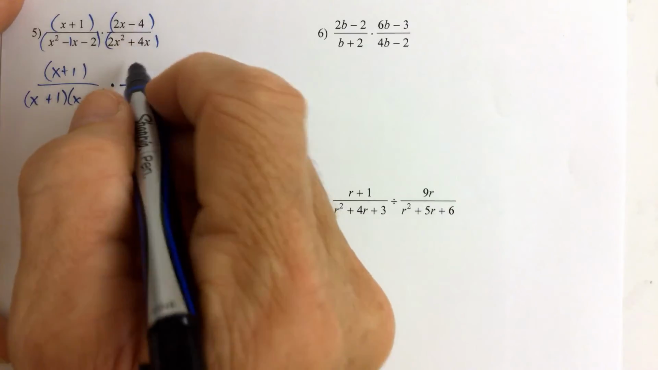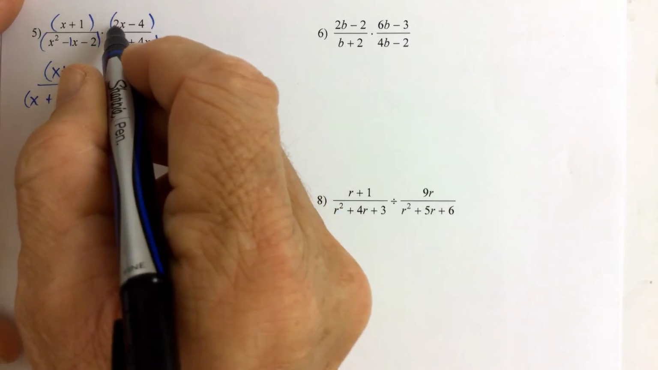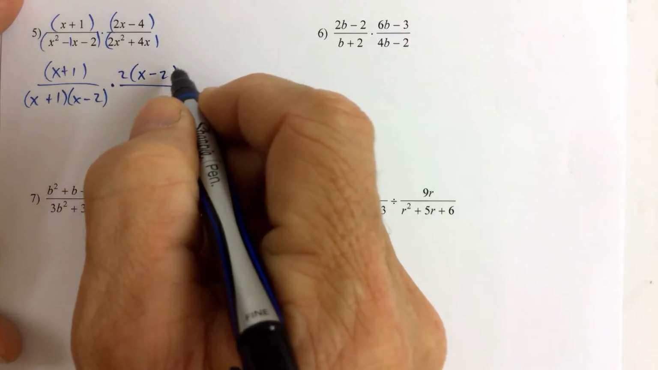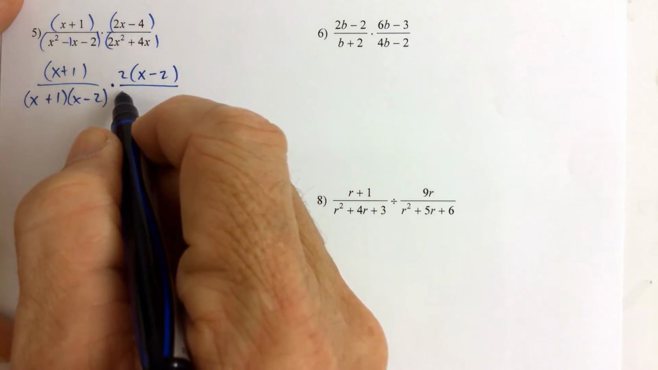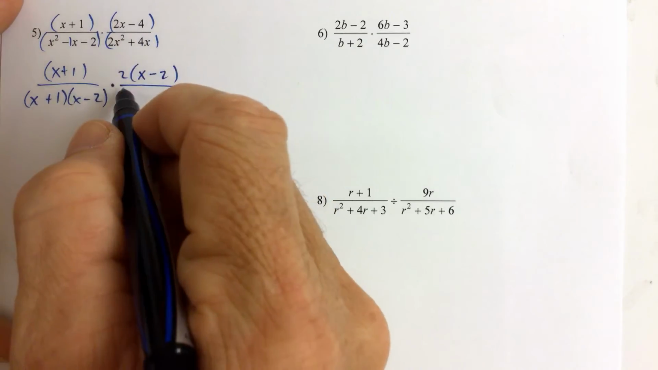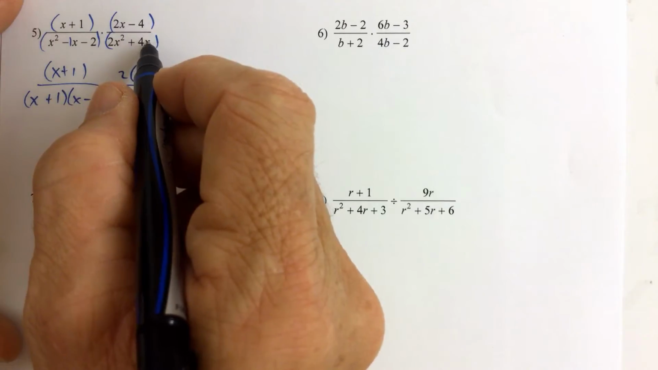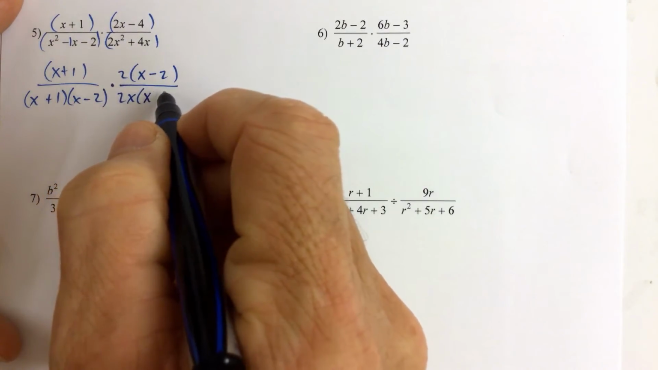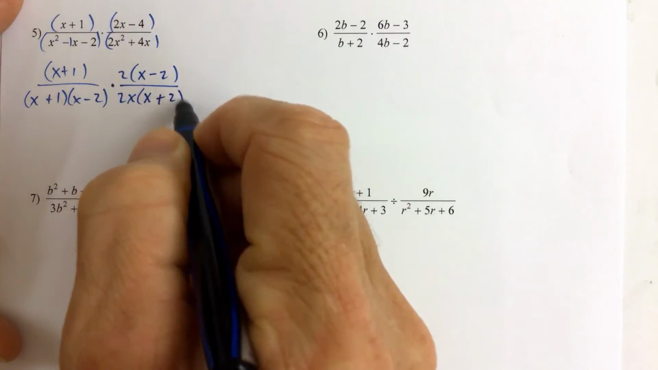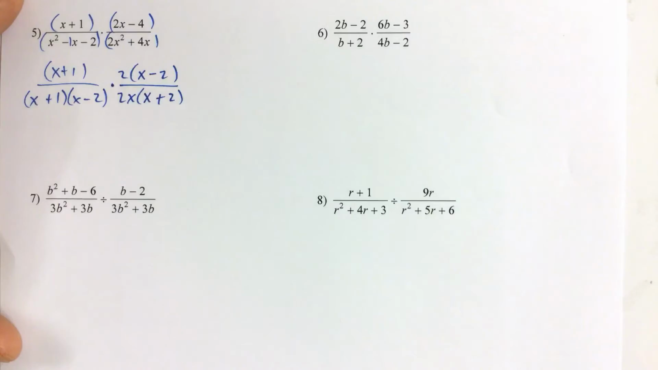In the second fraction, we factor out a 2 from the numerator, and we have 2 times x minus 2. So we factor out a greatest common factor. In the denominator of this fraction, we factor out a 2x. We can see we have a binomial with a common factor of 2x, and what's left over is x plus 2. So double checking all the factors, that's going to be your biggest hurdle.